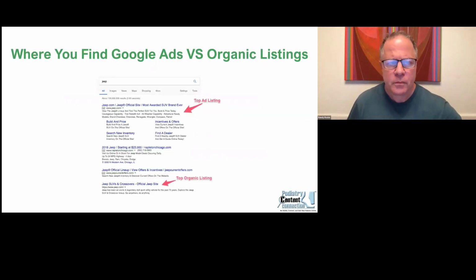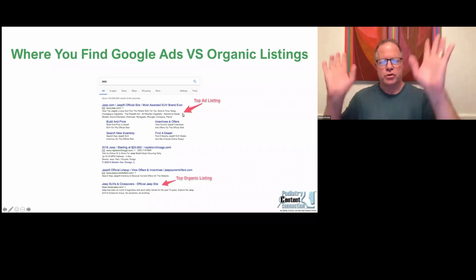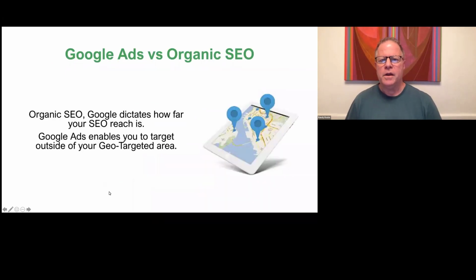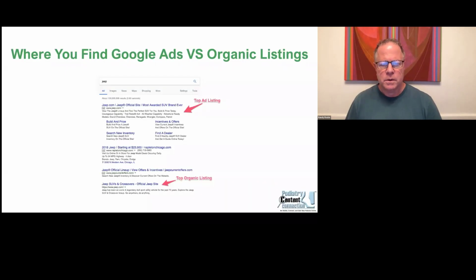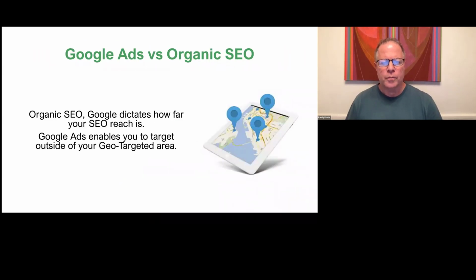Here's an example with the red arrows pointing at the top. Typically, when you do a search for something like Jeep, you'll see ads up here, and you can see over here where it says ad. I don't know if you can see it, but it says either ad or sponsored, and those are Google ads pushed to the top. But usually if you scroll down a little bit, it says top organic listing. You'll see Jeep SUVs and crossovers, and that goes to Jeep.com. But it's not an ad.